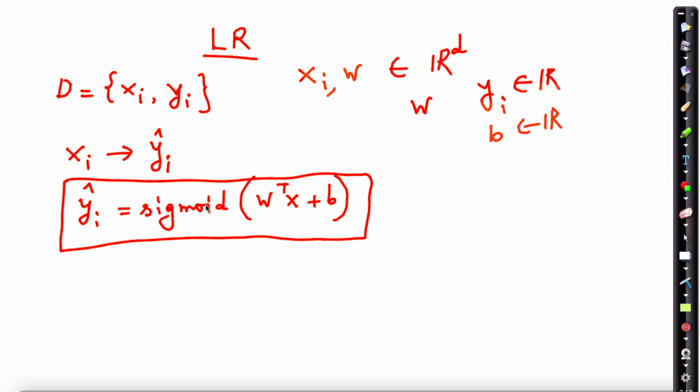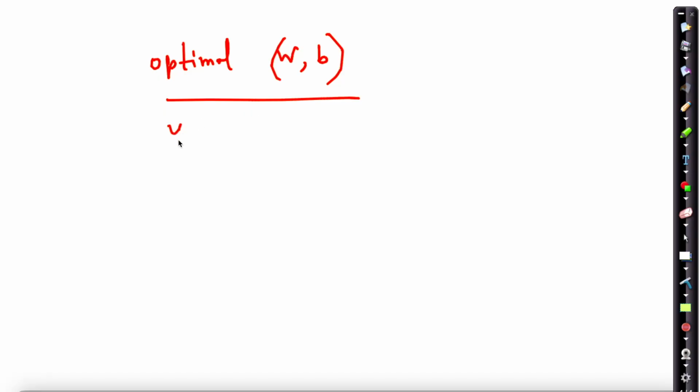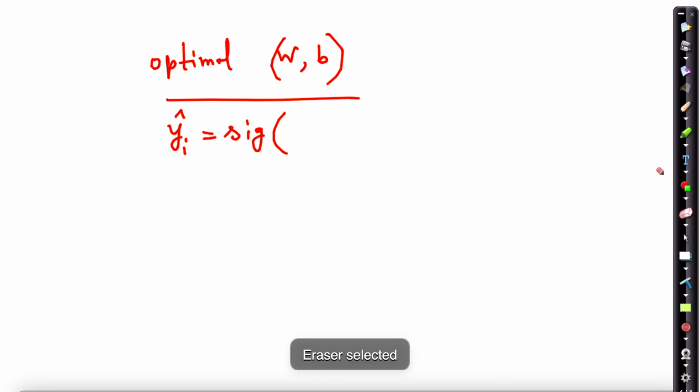Done. Now what do we mean by training a logistic regression? Training a logistic regression means finding the optimal w and b. We had to find the best w and b. That is what training a logistic regression model means, right? So we had yi hat equals sigmoid of w transpose x plus b, right?